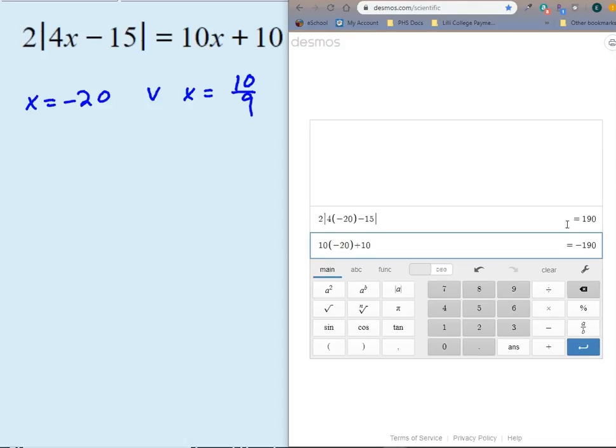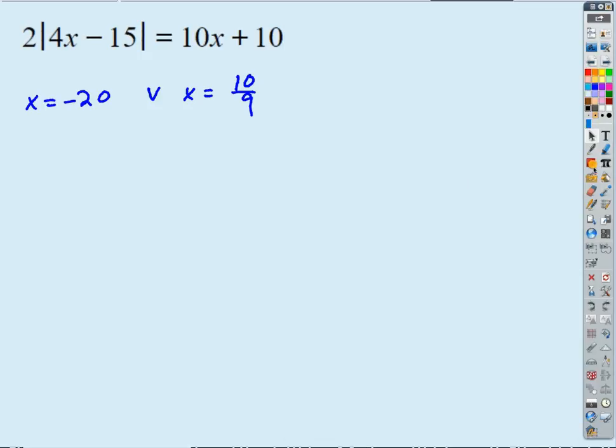What do I see? On the left side, I get positive 190 when I plug it in. On the right side, I get negative 190. So is negative 20 a solution? It is not. You're right. It's not a solution. So that's one that we can cross out.